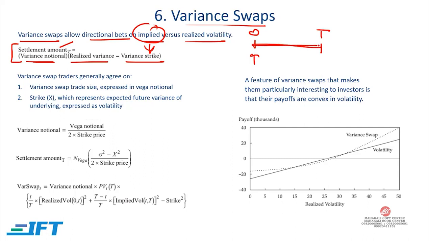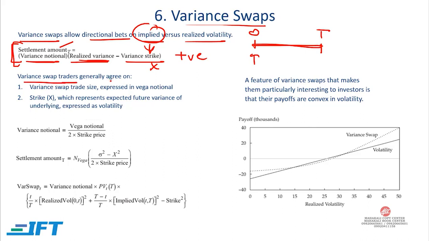If the realized volatility over the life of this swap is high compared to the variance strike, or the implied volatility, then the payoff will be positive. On the other hand, if the realized variance is low compared to the variance strike, then the payoff will be negative. So you need to learn this basic formula, which is the variance notional times the difference between realized variance and variance strike.